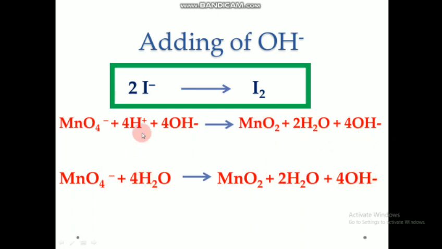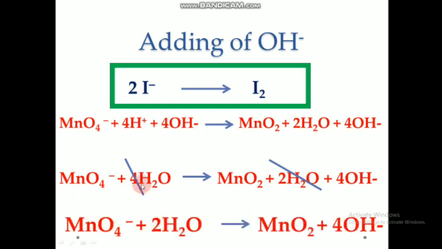The same reaction, but here is the change. As we are adding the same number of H plus and OH minus, they combine to form H2O. Now we have 2H2O on one side and 4H2O on the other, so we can cancel off two of them. Cancelling 2H2O from both sides, we get MnO4 minus plus 2H2O gives MnO2 plus 4OH minus. So this is the equation after adding OH negatives.